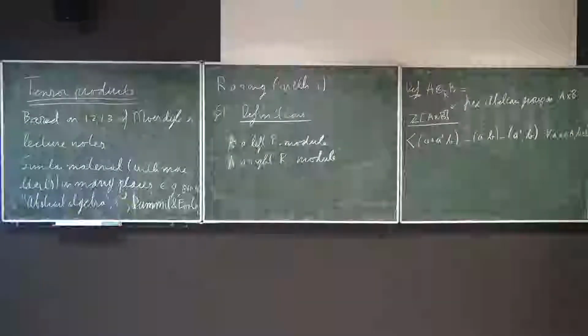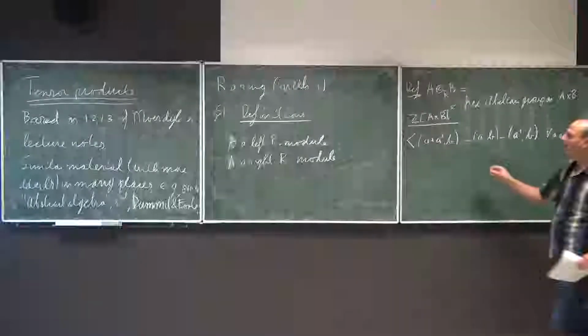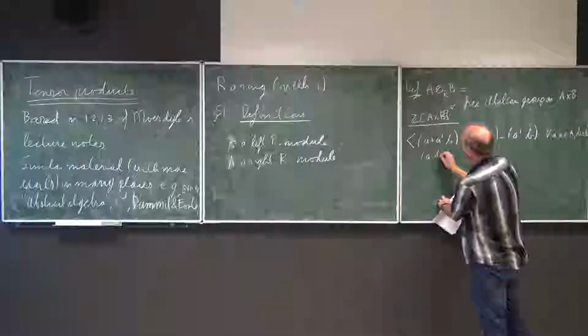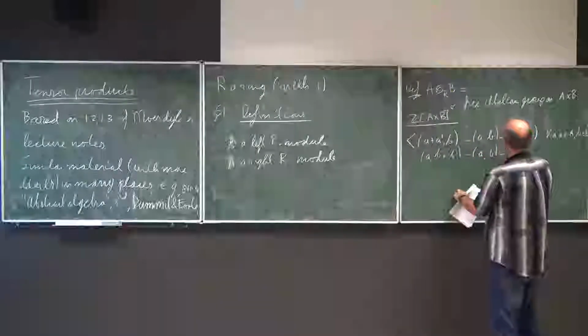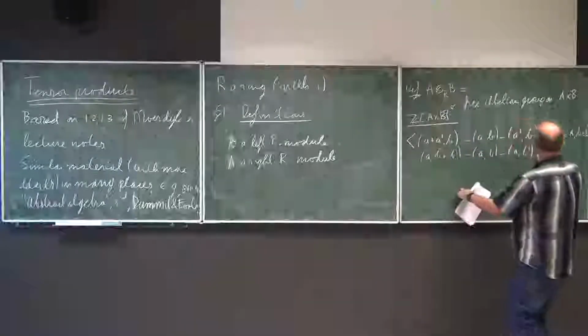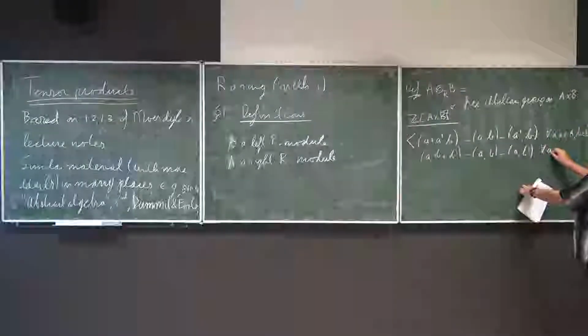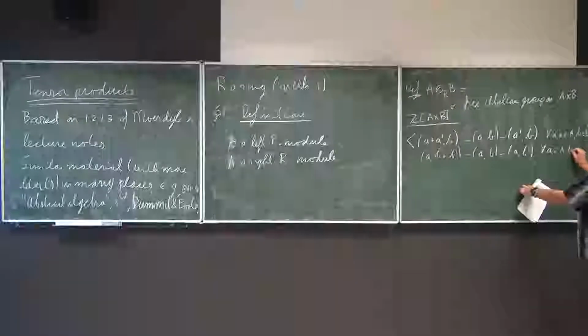Now you want to do something similar in the second position. So (a, b plus b prime) minus (a, b) minus (a, b prime), for all a in A and b and b prime in B. And that's the second type.